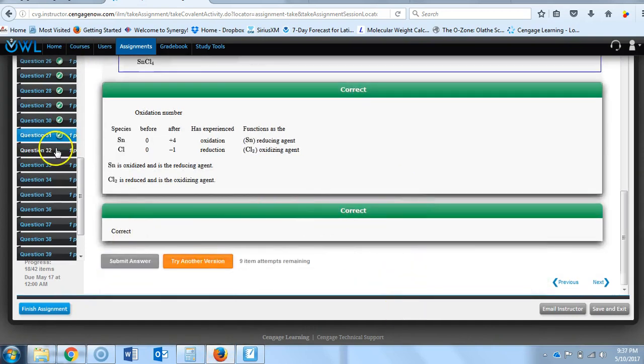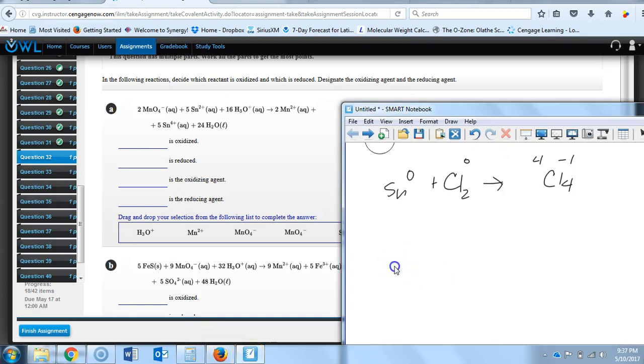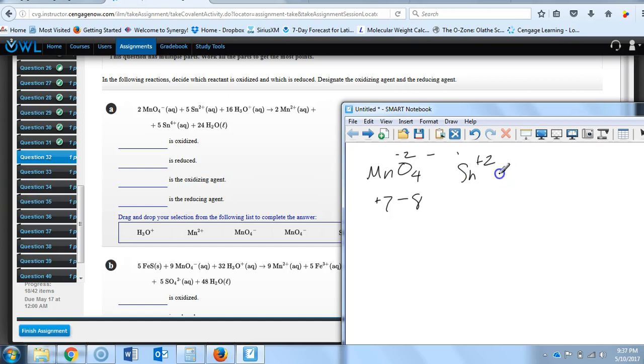All right. Decide which is oxidized and which is reduced. Ooh, this is a little bit more challenging, isn't it? Manganese, it's a permanganate actually, with a -1 charge. Oxygen's -2, so your manganese has got to be a +7. The tin is a +2. H3O, which is a hydronium ion, +1, -2.